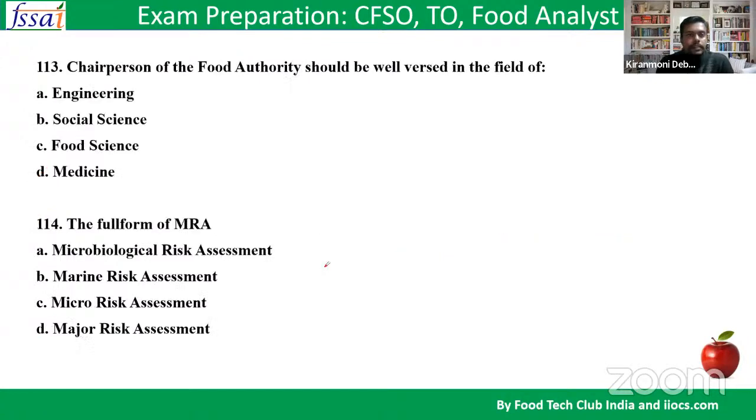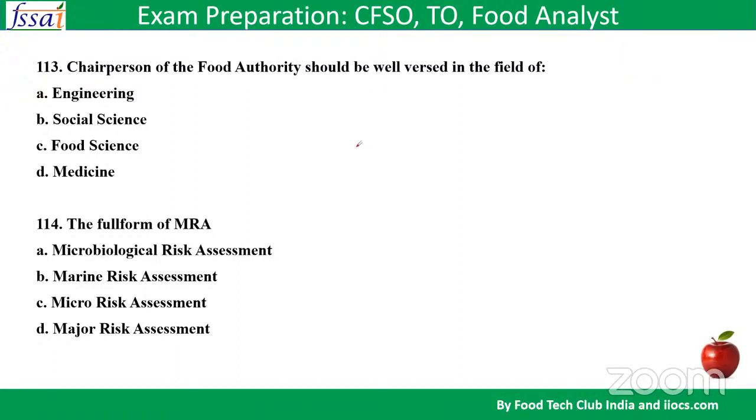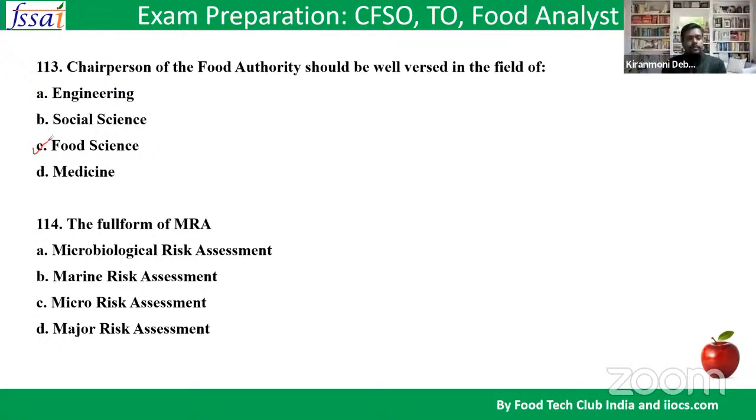Okay. Chairperson of Food Authority should be well versed in the field of engineering, social science, food science, medicine. Very easy question. Food science. Obviously, it should be well versed. The full form of MRA we have already done.